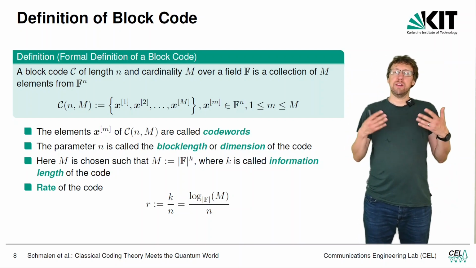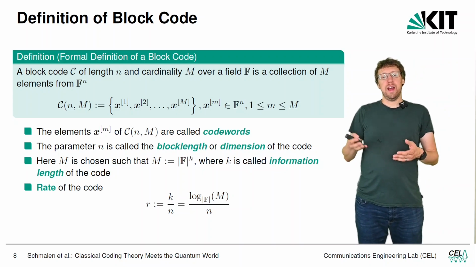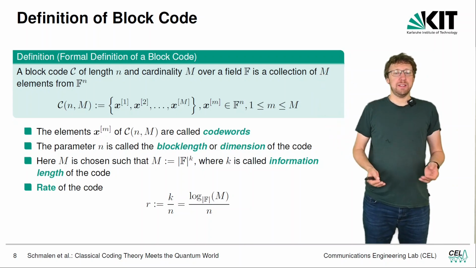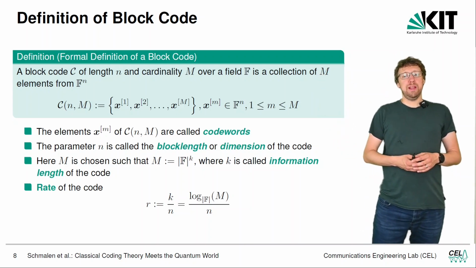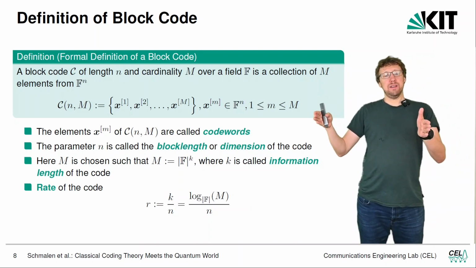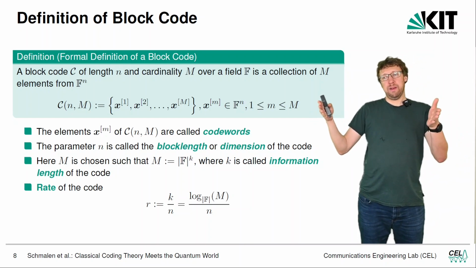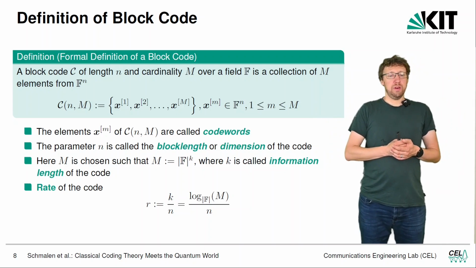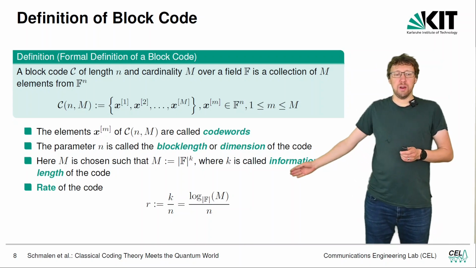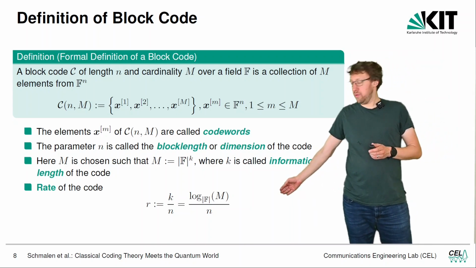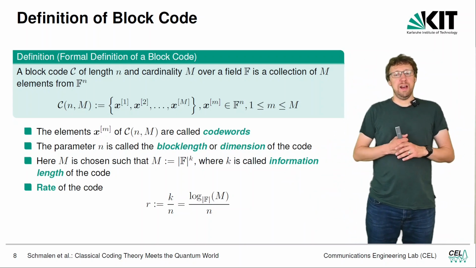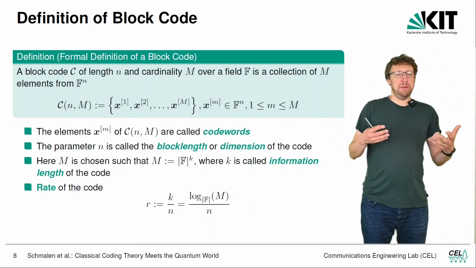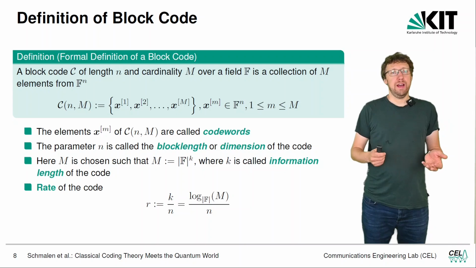And we choose the number of code words such that M is equal to the cardinality of the finite field to some power k, and k is the information length of the code. So it means we can map a vector of k symbols from the finite field to a unique code word of our code. A very important parameter of the code is the rate, and the rate of the code is essentially defined as k over n, or the logarithm of the number of code words divided by n, and it gives a measure of how much redundancy the code adds to the system.